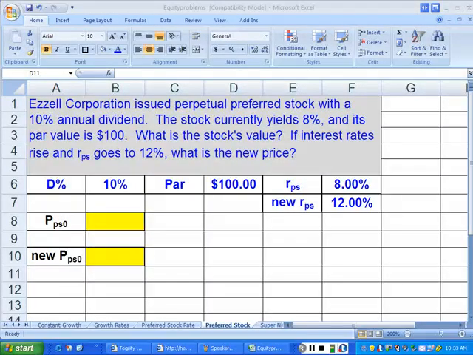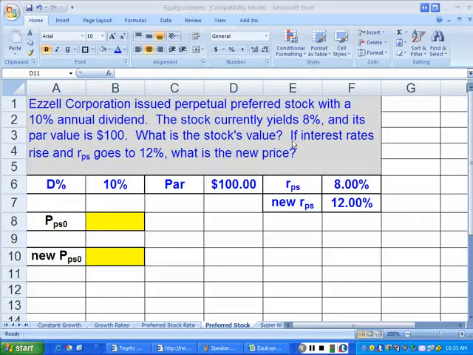Here's an example of the pricing of preferred stock. A corporation issued perpetual preferred stock with a 10% annual dividend. So it's 10% of the par value. The stock currently yields 8%, and its par value is $100. What is the stock's value?